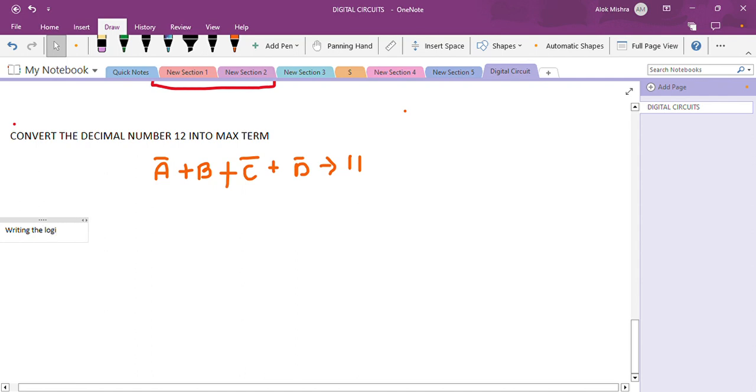Writing the logical expression output of digital by using maxterm.